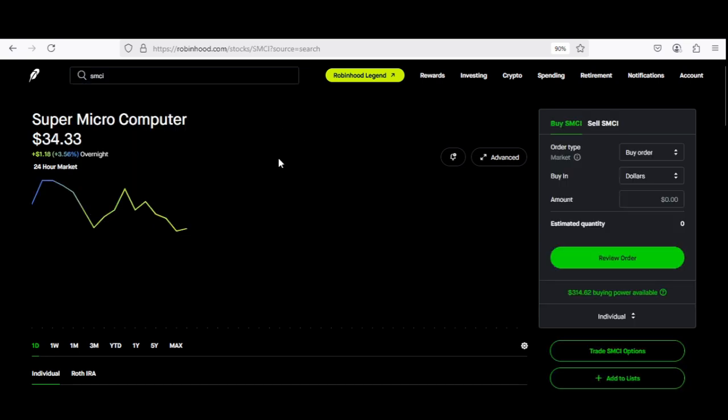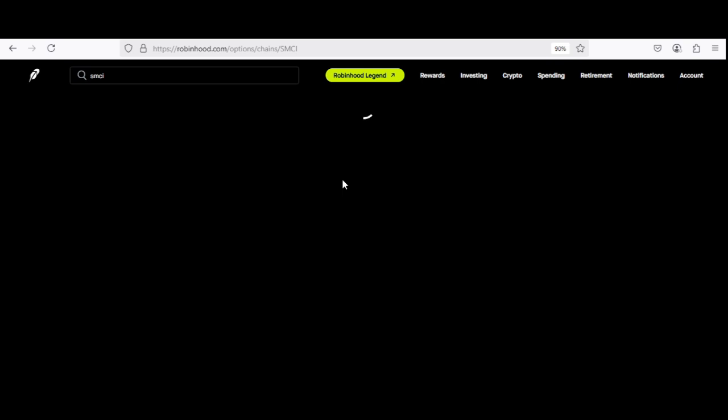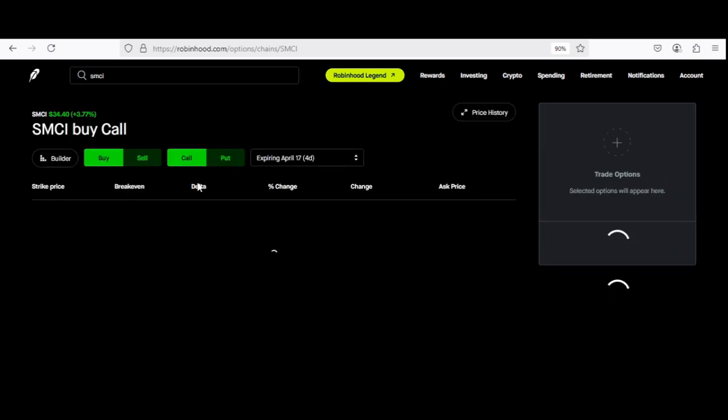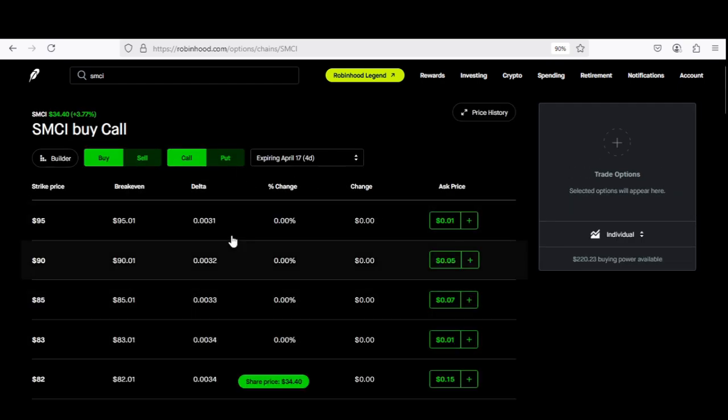Okay, so here we are on SMCI, and you guys know how we do it. Let's go ahead and get down and dirty with options. To get started, we're going to go into trade SMCI options in order to open up the option chain. This part down here is known as the option chain.